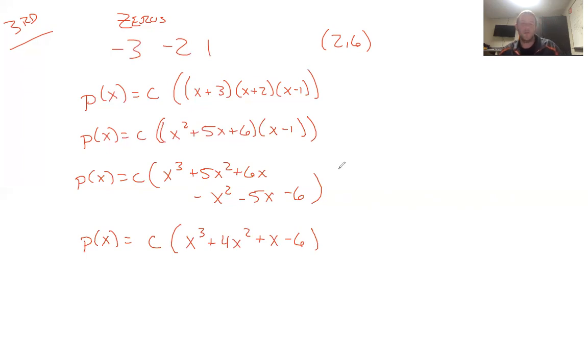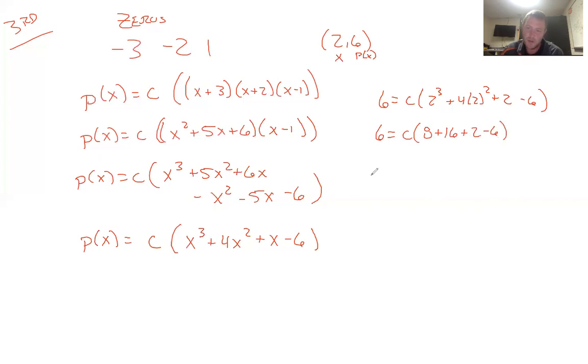Now you're going to plug in the point 2, 6. This would be the x, this would be the P of x or y, and then we've got to solve for c, and then we're pretty well done. So I'm going to say 6 equals some c value times 2 cubed plus 4 times 2 squared plus 2 minus 6. And then I just have to solve for c. So 6 is equal to c times 8. 2 squared is 4. 4 times 4 is 16. Plus 2 minus 6. 6 is equal to c times 24.